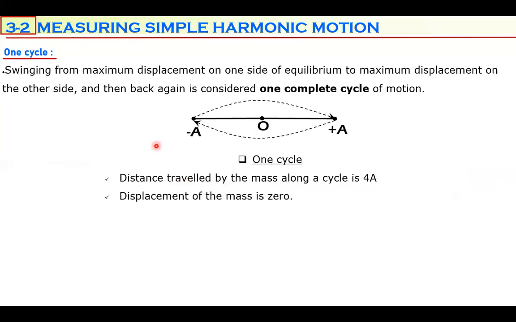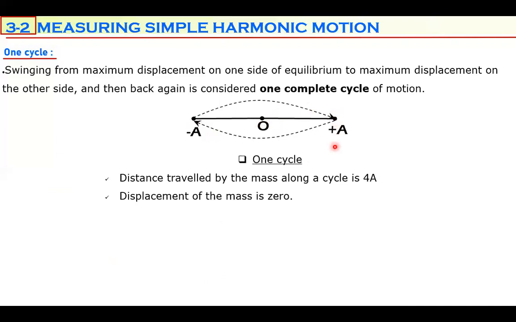And one cycle: swinging from maximum displacement on one side of the equilibrium to maximum displacement on the other side, and then back again, is considered one complete cycle. So you start from maximum displacement on one side, go to the maximum displacement on the other side, and back again. This is defined in your book as one complete cycle. As the object swings one cycle, it travels a distance of 4A. Why? From 0 to A, back to 0, from 0 to negative A, and from there to 0 again. So A, 2A, 3A, 4A distance is traveled in one cycle.